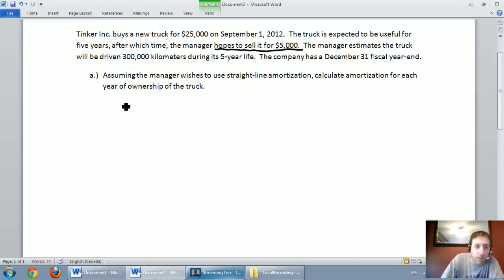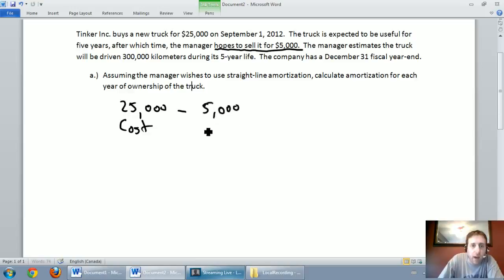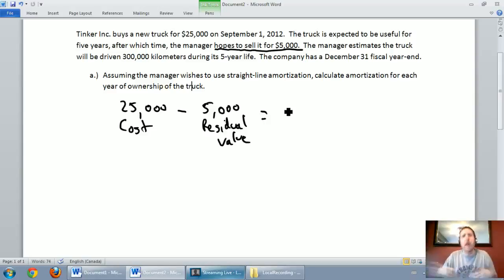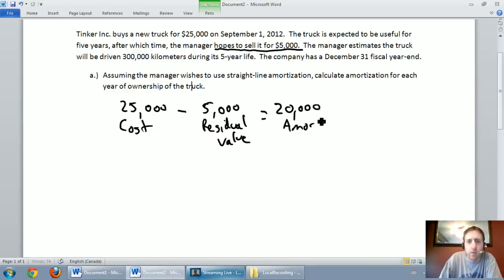We bought a $25,000 truck, and that's the cost of the asset. We have a residual value of $5,000, and that means if I have a $25,000 asset, but I think I'm going to have $5,000 left over, I only want to amortize it for $20,000, and so we call that the amortizable cost. We're just saying we only want to reduce the value of our asset by the amount we want to amortize, and that is $20,000. So I'm going to use this number as the basis for my amortization.